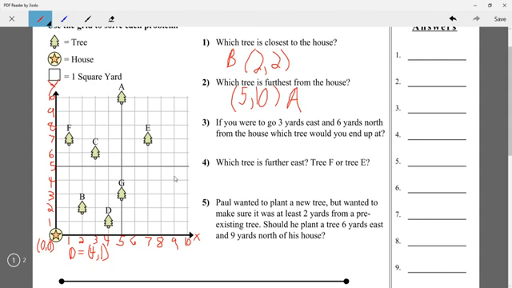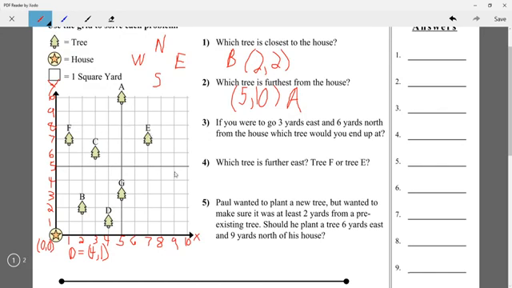If you were to go 3 yards east and 6 yards north from the house, which tree would you end up at? So, if we're talking about a map, right, it is north, south, east, west, right? You can just think about where the east and west coast are in America. That's what I usually think about when I'm thinking about a map. So I know the east coast is always on the right side of the map. The west coast is always on the left side, right? So this is north, south, east, west.